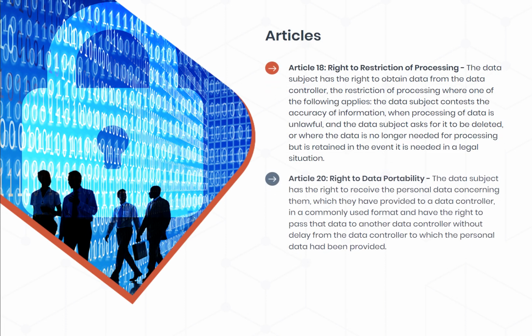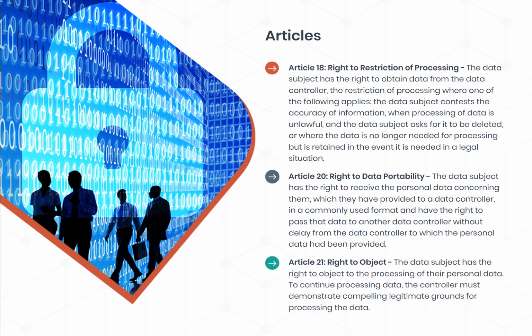Article 18, Right to restriction of processing. The data subject has the right to obtain from the data controller the restriction of processing where one of the following applies. The data subject contests the accuracy of information, when processing of data is unlawful and the data subject asks for it to be deleted, or where the data is no longer needed for processing but is retained in the event it is needed in a legal situation.